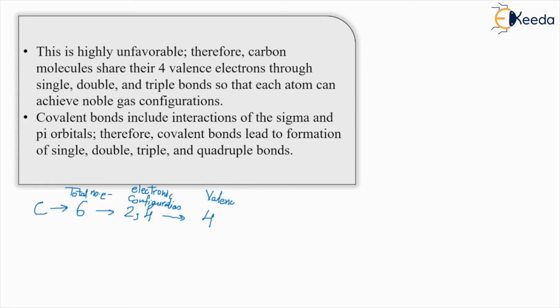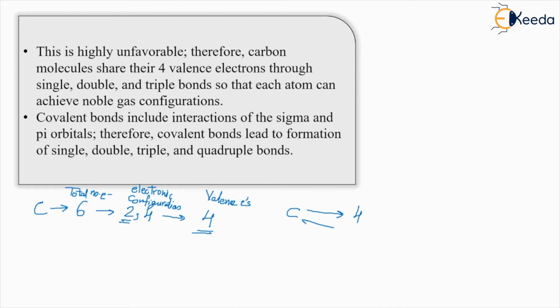These are valence electrons. That means it has 4 electrons in the outermost shell. Now, for 4 electrons, carbon has many options. Either it gives away 4 electrons. If it gives away 4 electrons, what will carbon have? Only 2 electrons, which were there in the previous shell, and carbon becomes a duplet.